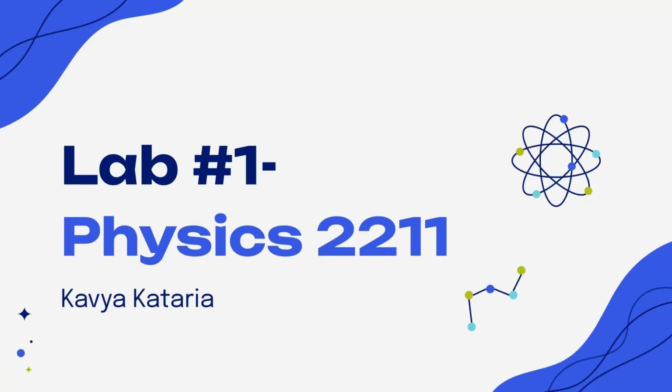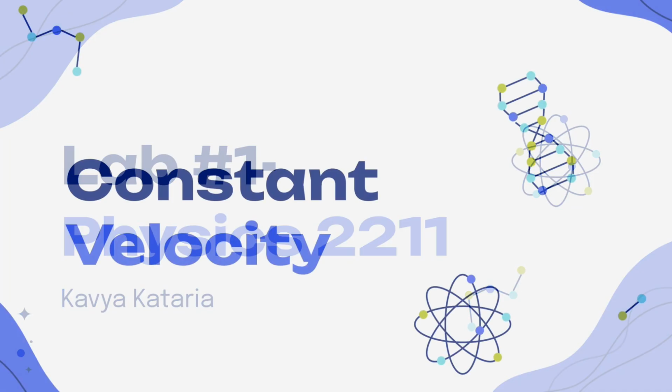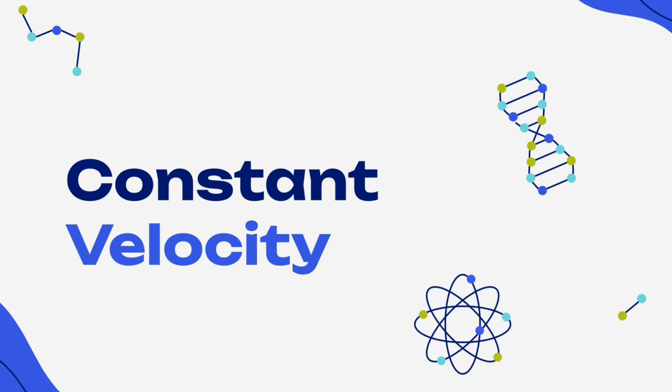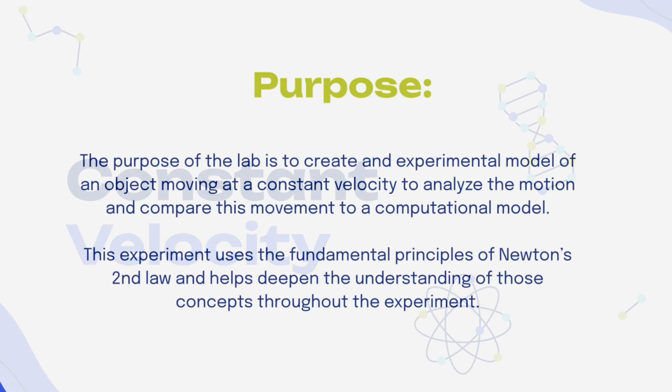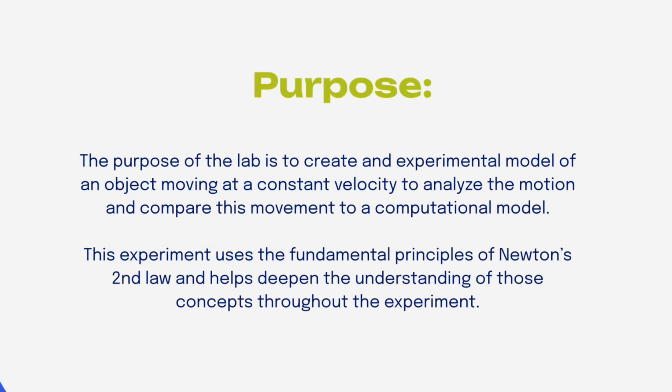Hi, today I'll be talking about Lab 1 in physics, which emphasized the topic of constant velocity. The purpose of the lab is to create an experimental model of an object moving at a constant velocity to analyze the motion and compare this movement to a computational model.